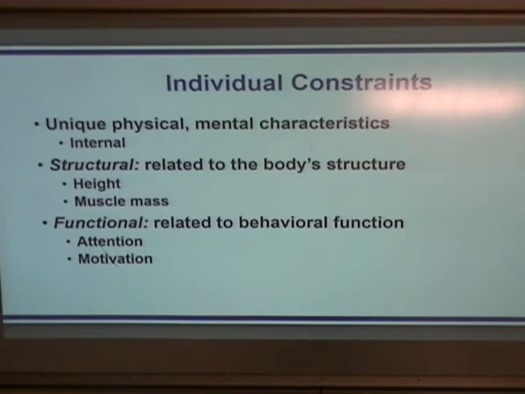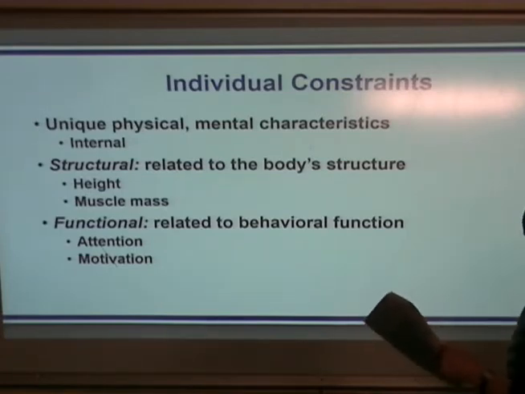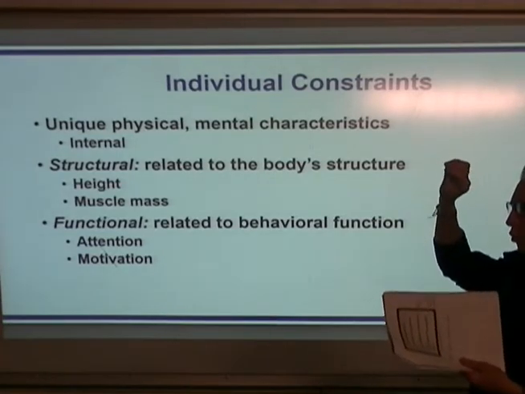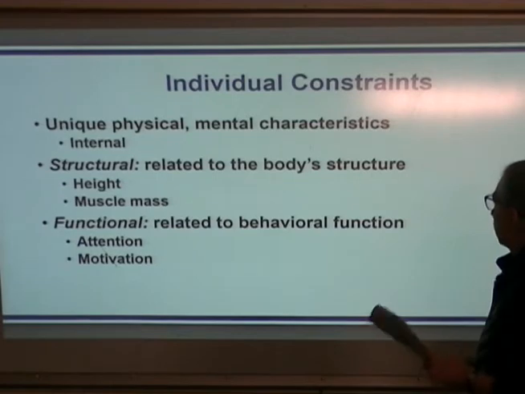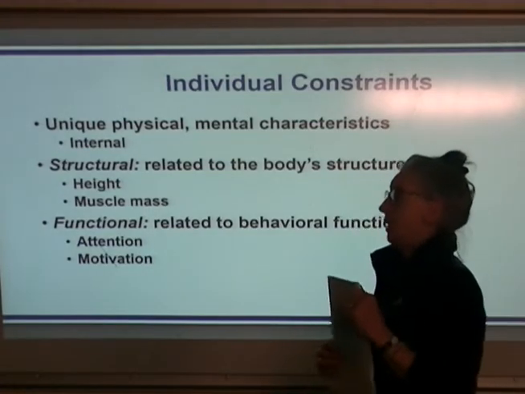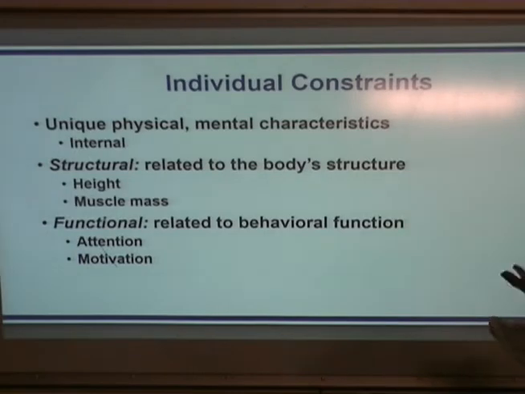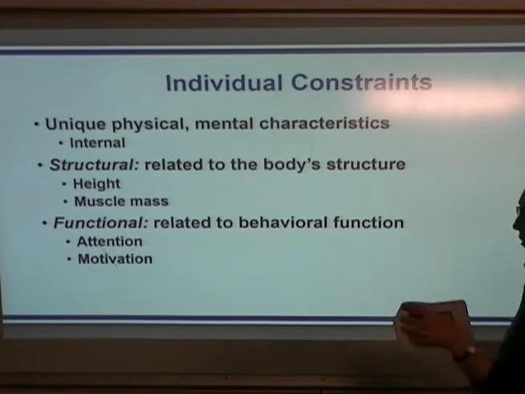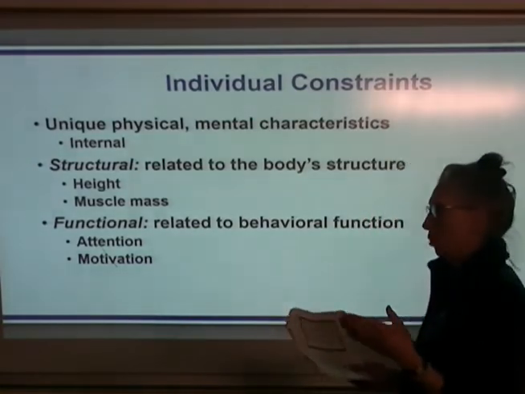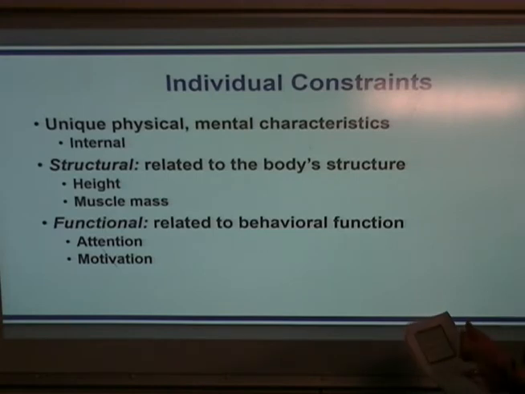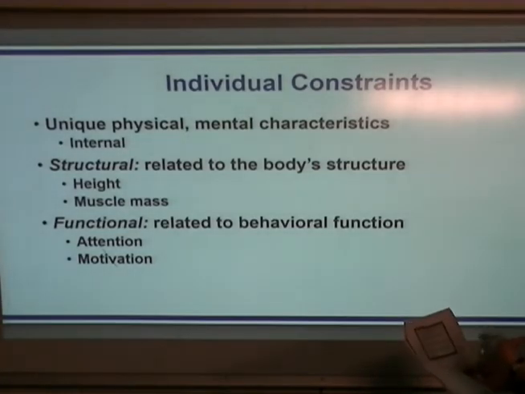Okay, so let's look at the three types of constraints a little more closely. All right, so our individual constraints, our who. Who's doing the moving? Right? So individual constraints are necessarily unique to that person. All right? We can look at physical constraints and also mental characteristics. So they're internal and specific to that person, all right? The physical constraints we call structural constraints, and they're literally related to the body's structure. So how tall is this person? How much muscle mass does this person have? How flexible is this person, right?